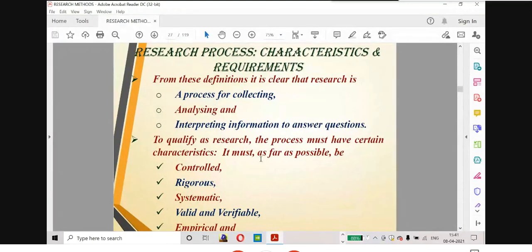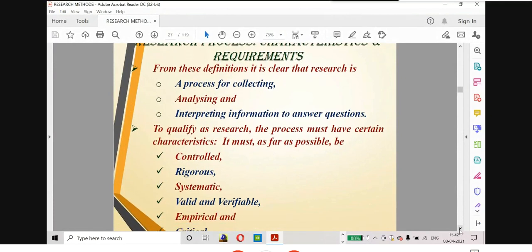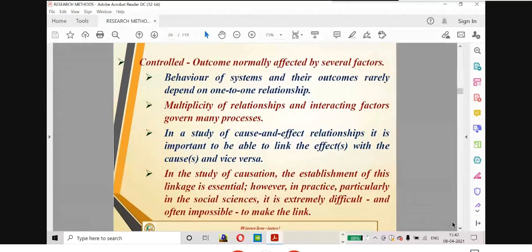What are the characteristics of research? These are the characteristics: controlled, rigorous, systematic, valid and verifiable, empirical and critical. Okay, let us see.